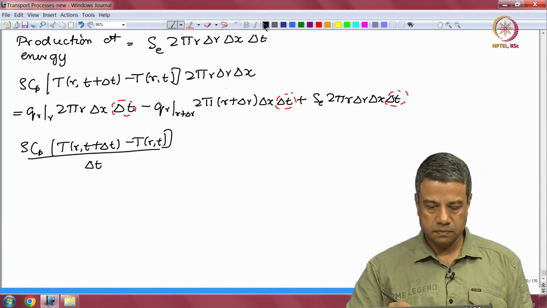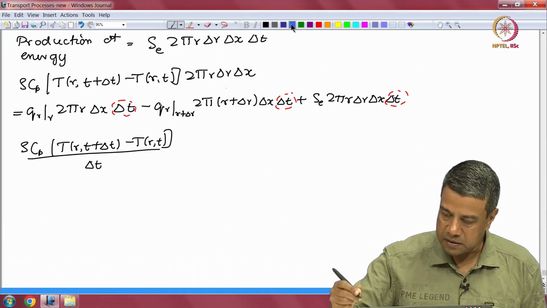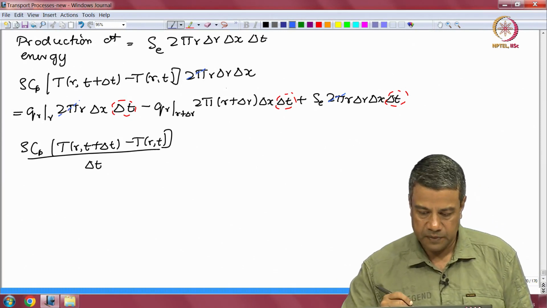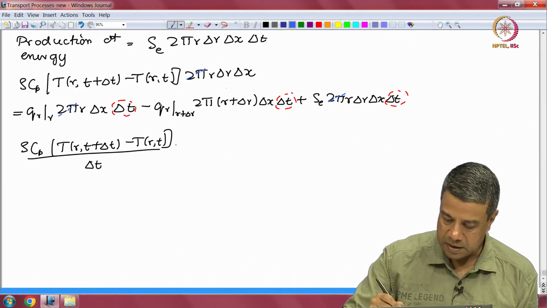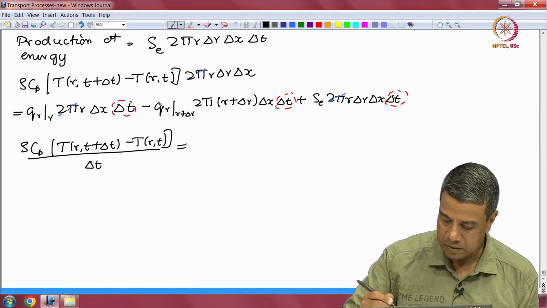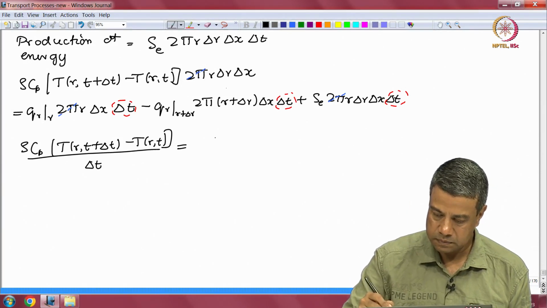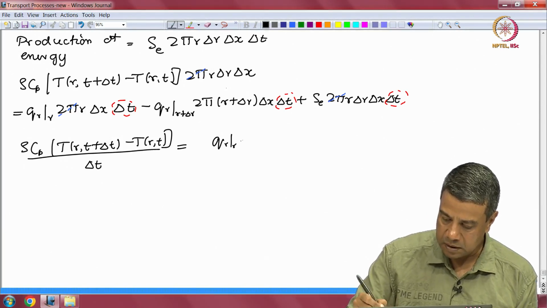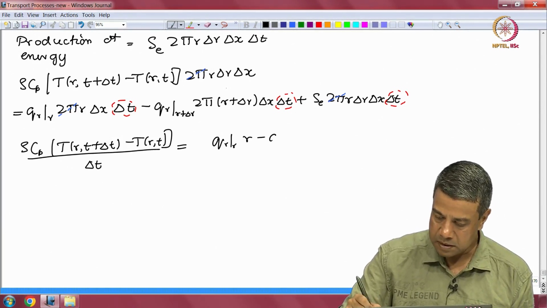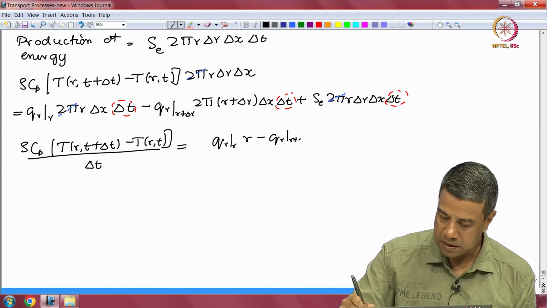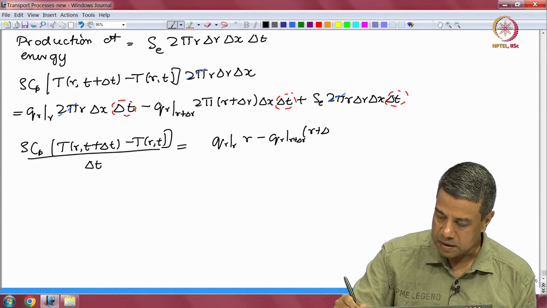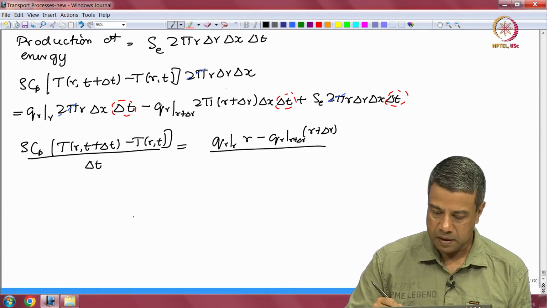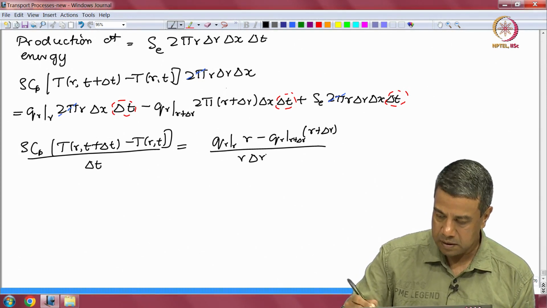Okay. The factors of 2 pi will actually cancel out everywhere. Okay. So, I do not have to carry that factor around. Okay. And on the right side I will get Q_r at r times r minus Q_r at r plus delta r times r plus delta r, okay, divided by r delta r.